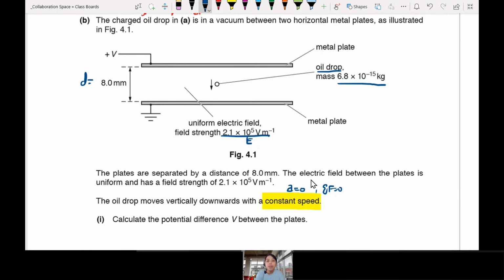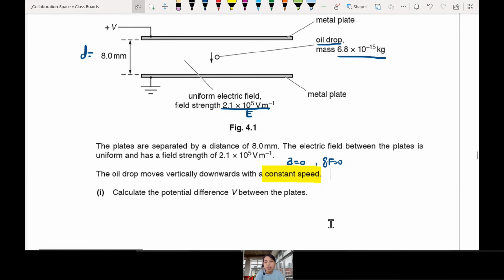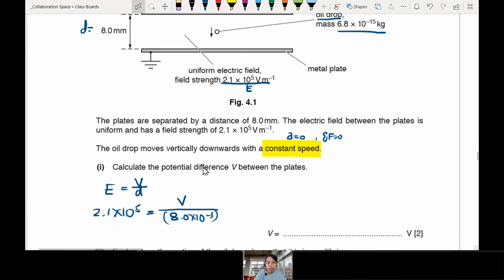The very first step is to calculate the potential difference between the plates. I need an equation that has V in it. I know E and d, so maybe I'll start off with the uniform field equation, E equals V over d. So field strength will be 2.1 times 10 to the 5. It's given right here. Then we have V, which we need to find, the potential difference. Distance is 8 millimeters on this side, so we're going to have 8.0 times 10 to the negative 3. At the end of the day, we press the calculator correctly. We should get a voltage of 1680, I think.